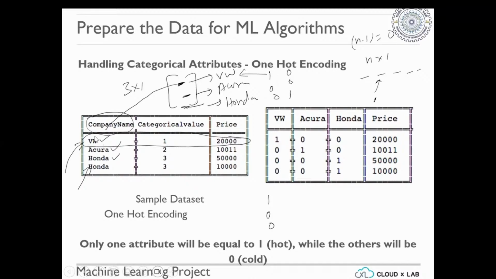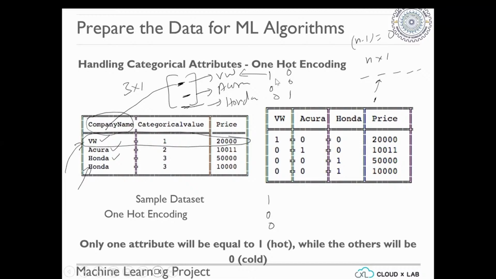If a particular category is present, we will use 1 for that position, and we will use 0 for the other categories. For example, for Honda, we will use 0, 0, 1, because here the third category is present. This way we can represent a categorical attribute in numerical form, because we are using a binary vector, a vector of 0s and 1s. So we have converted the categorical attribute to a binary representation, and now the machine can understand it.